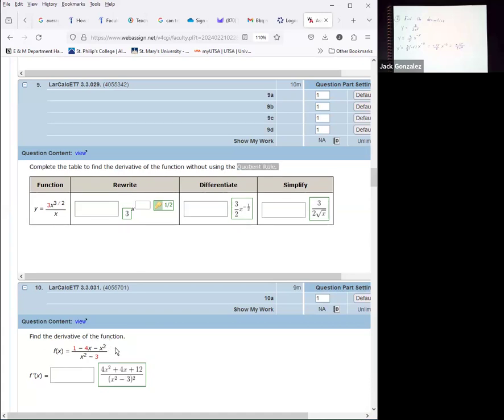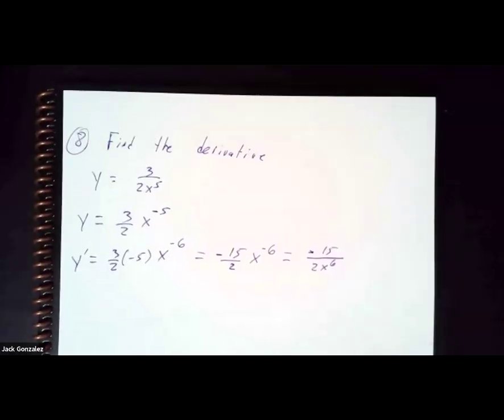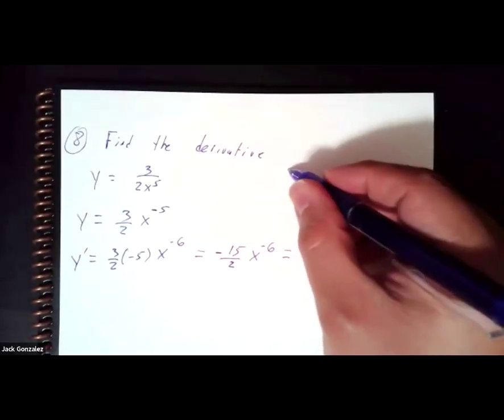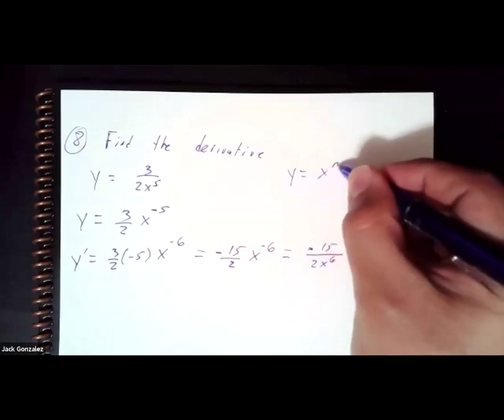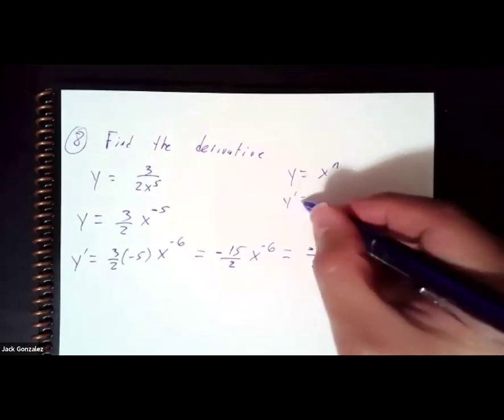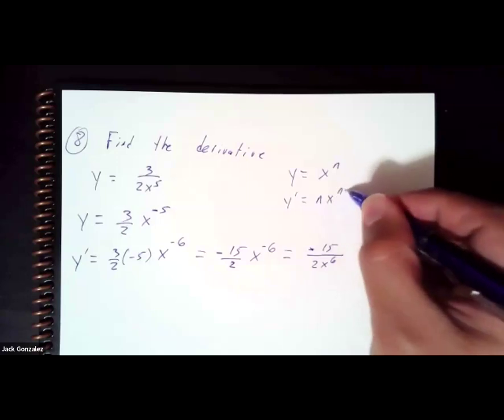This guy over here, I don't see a way out of it. Power rule was the very first one. Let me write it down for you. Oh, it was this one. I'm sure you'll remember when you see it. If y is x to the n, the derivative is nx to the n minus 1.